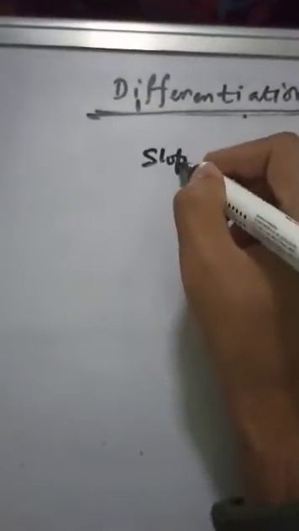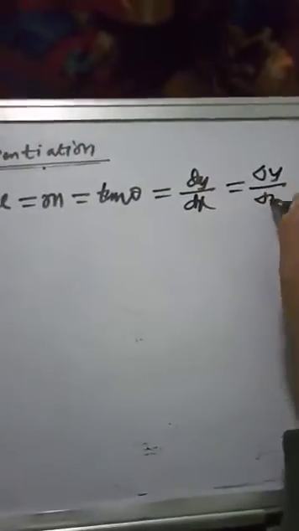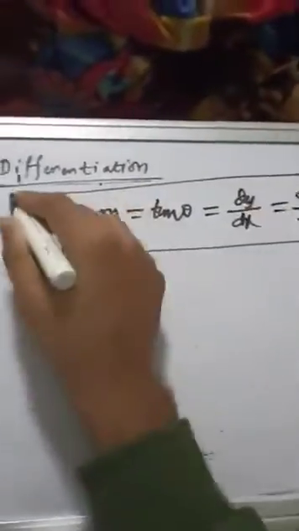Now we have understood some application and basic concept of differentiation and why we need differentiation. Basically in differentiation we have to find the slope, and slope means dy dx. Slope means m, means tan theta, and tan theta means dy dx or delta y by delta x. This is slope, right?